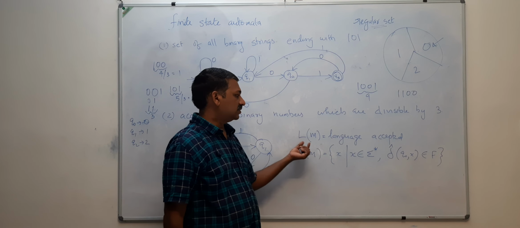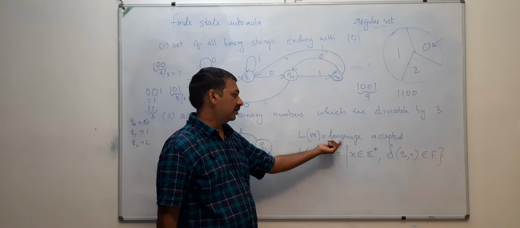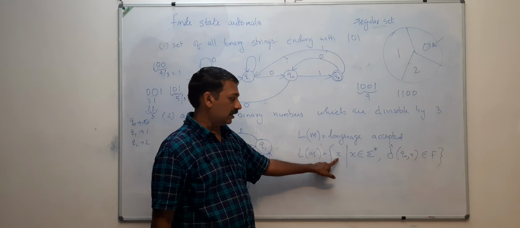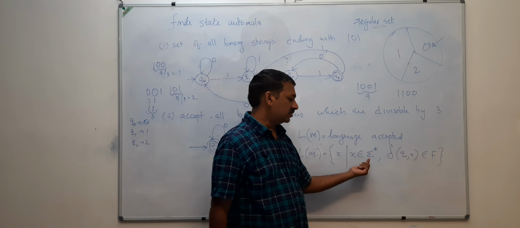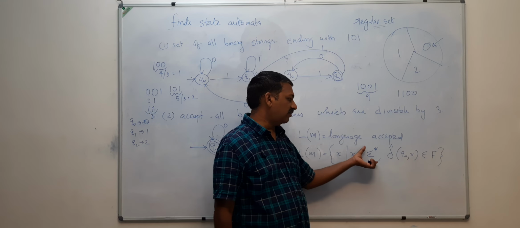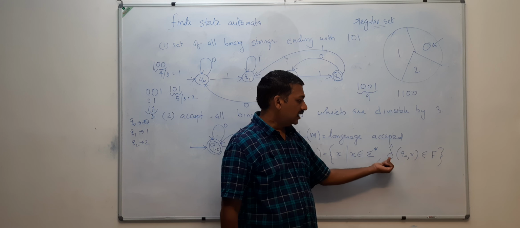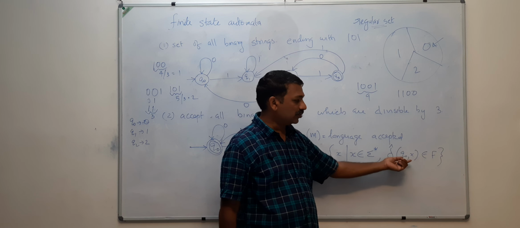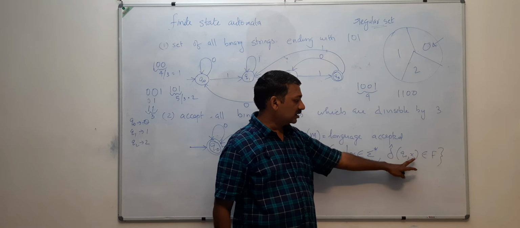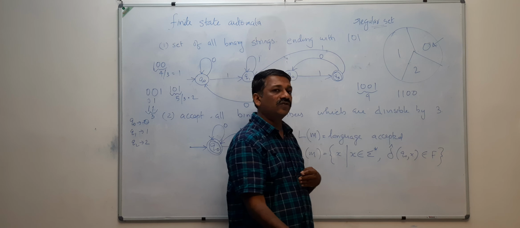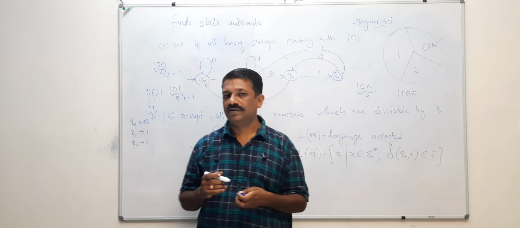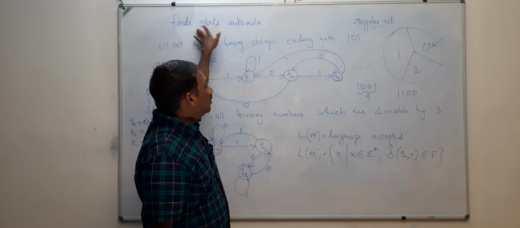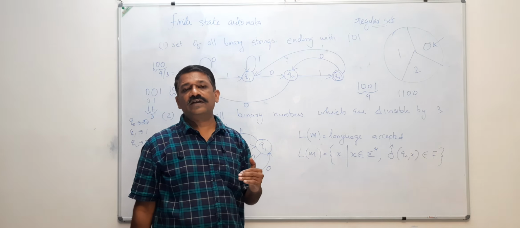Here, L(M) is the language accepted by a finite automaton, defined as L(M) equal to x, where x is a string such that x is an element of sigma star, meaning a string derived from sigma, where delta cap of (q0, x) is in the set of final states. That means delta cap of q0 processing this x, if the finite control reaches one of the final states, that can be accepted. That's all. With this we have completed the deterministic finite state automaton.